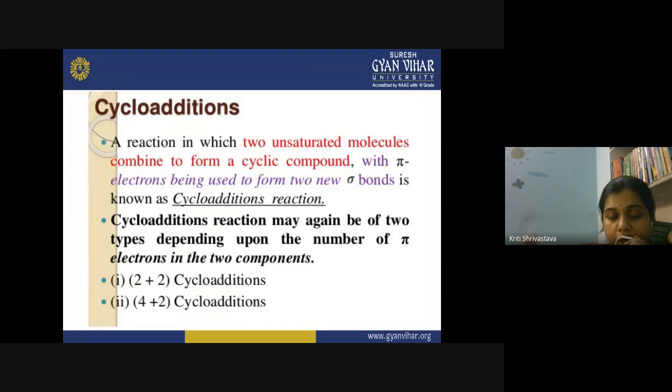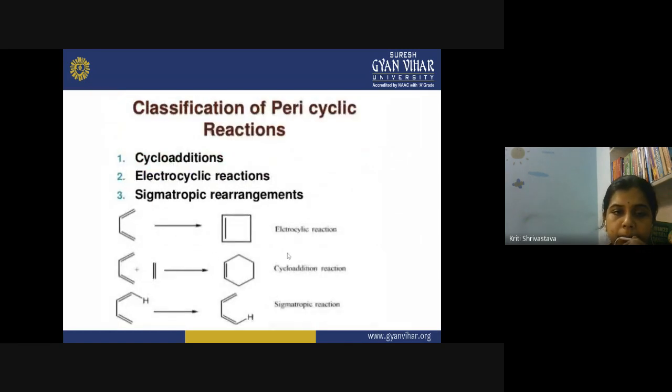We can further classify cycloaddition reactions depending upon the number of pi electrons in the two components. How many pi electrons are there in my two components? These can be 2 plus 2 cycloaddition and 4 plus 2 cycloaddition. So if I recall the previous example, what type of cycloaddition is this? Any guesses? Is it 2 plus 2 cycloaddition or 4 plus 2 cycloaddition?